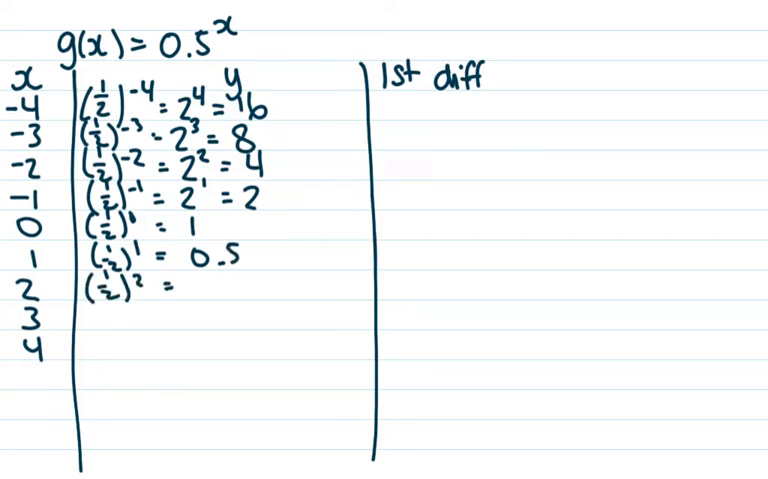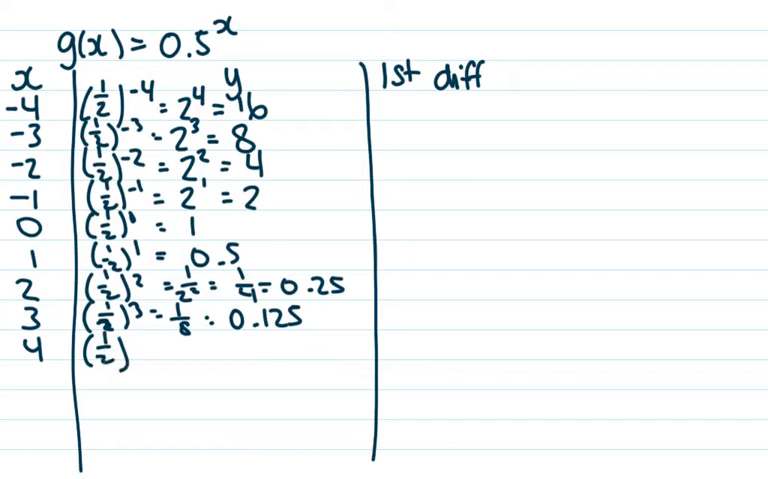1/2 squared equals 1 over 2 squared, which is a quarter, which is 0.25. 1/2 cubed is 1 over 2 cubed, which is 1 over 8, which is 0.125. And 1/2 to the power of 4 is 1 over 2 to the power of 4, which is 1 over 16, which is 0.0625.